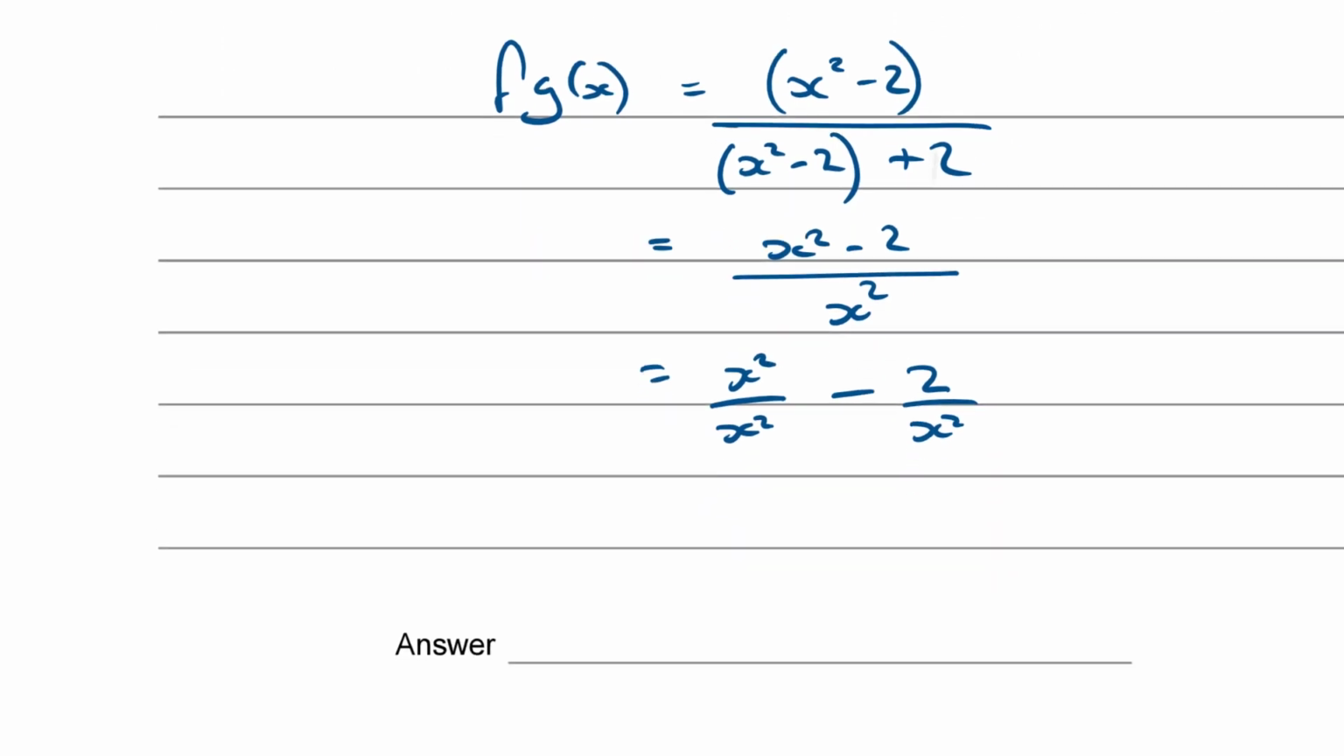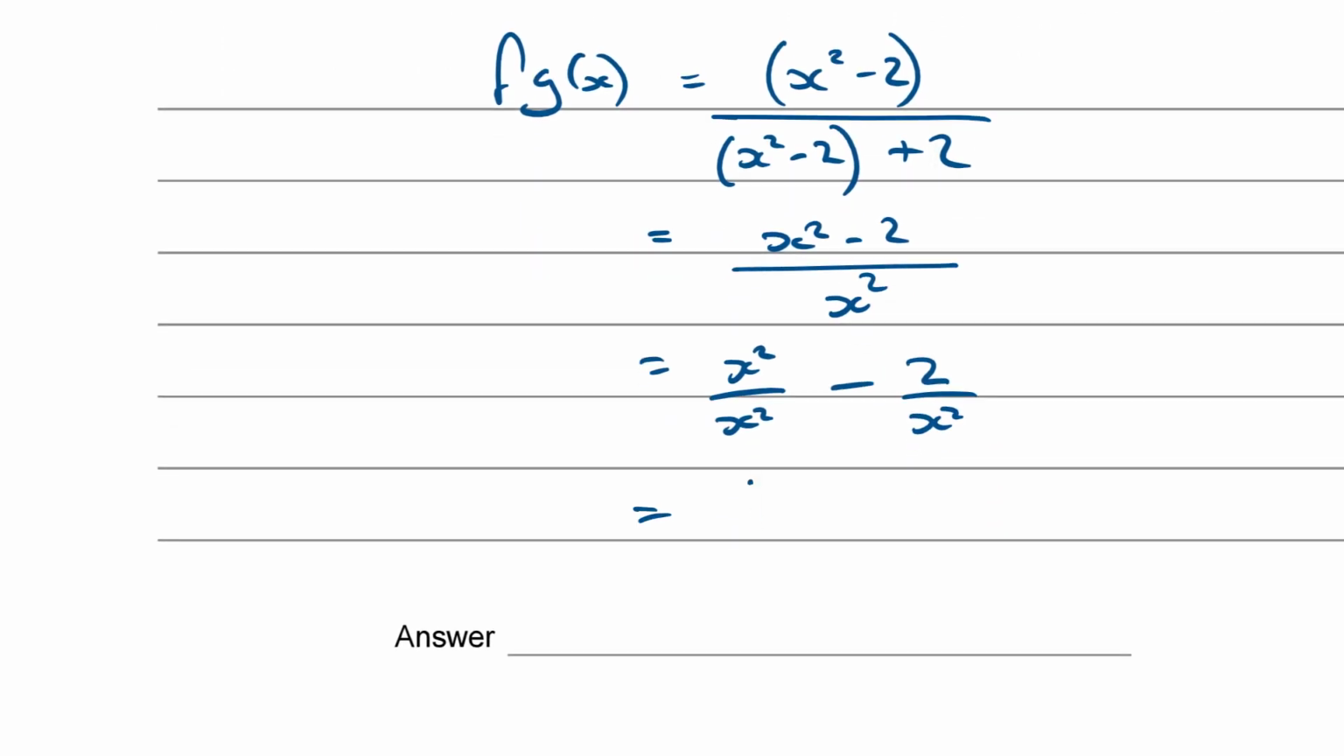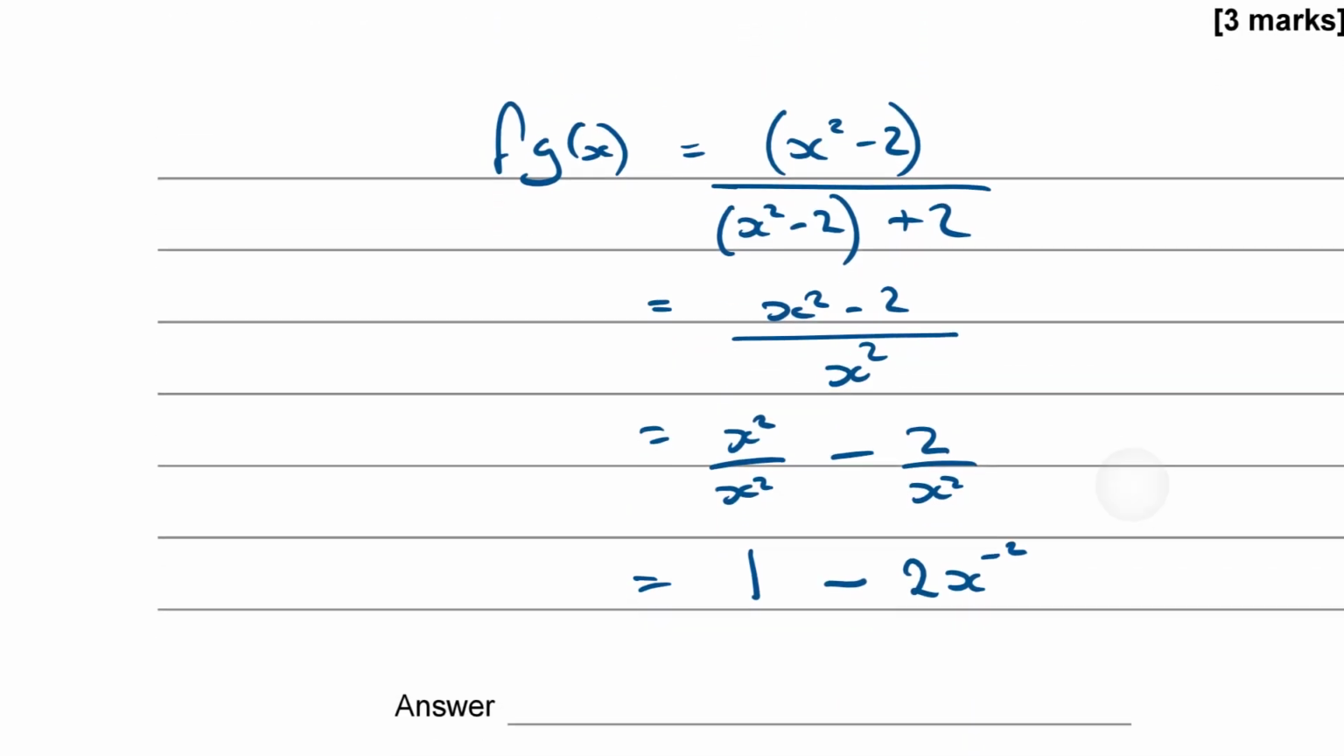Okay, now x squared over x squared is just 1, isn't it? Anything divided by itself is 1. And I've got minus 2 over x squared. Now I can rewrite that as a negative index. I can say that that is equal to minus 2x to the minus 2. Okay, using negative indices. And now I've kind of got it in the form I wanted it to be in. Okay, so having a look back up at the top there, look. A is now my 1.